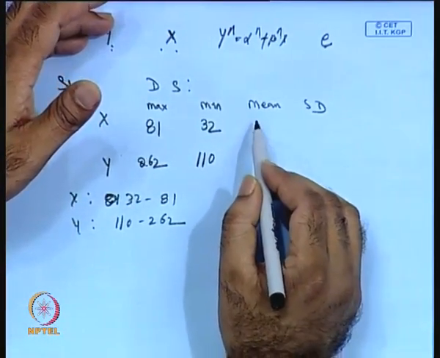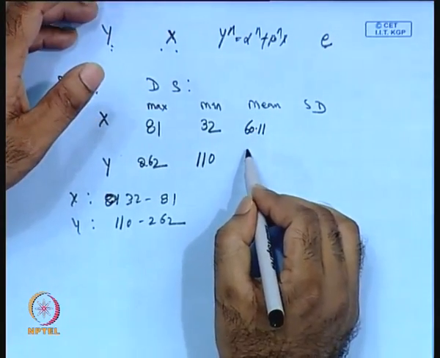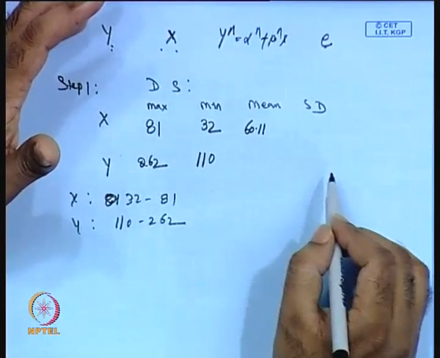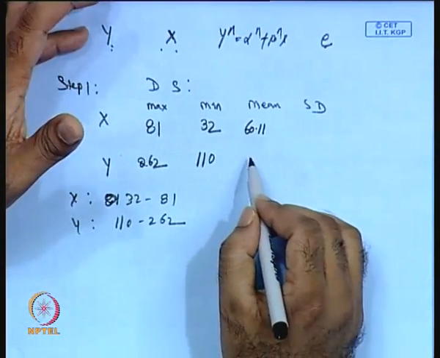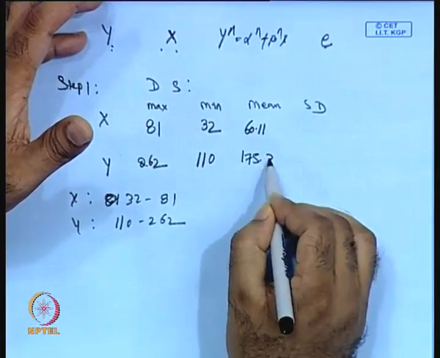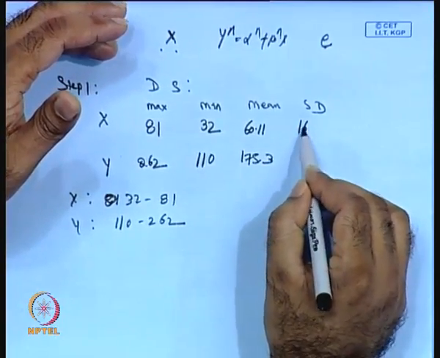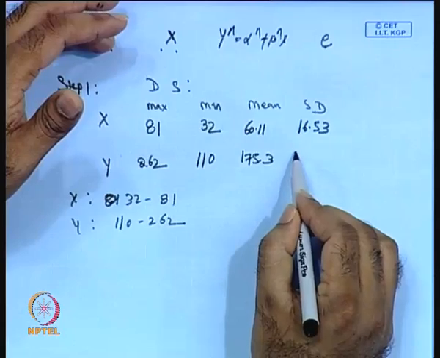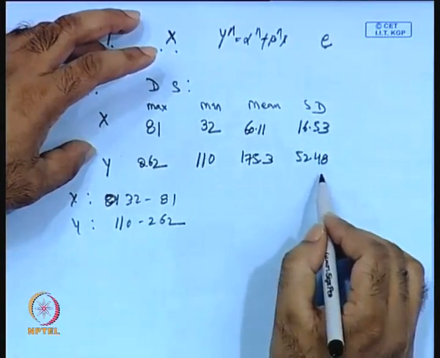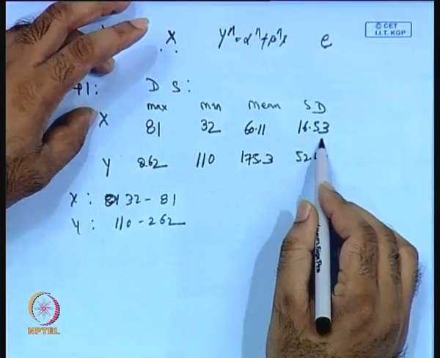Now the mean for the x series is 60.11, that is sum x by n, where n represents the total number of observations, which is equal to 9 here. So, this is the mean for x, and the mean for y is nothing but 175.3. Corresponding to the mean we have the standard deviation: 16.53 for x and 52.48 for y. That means for the y series the standard deviation is 52.48 and for the x series it is 16.53.